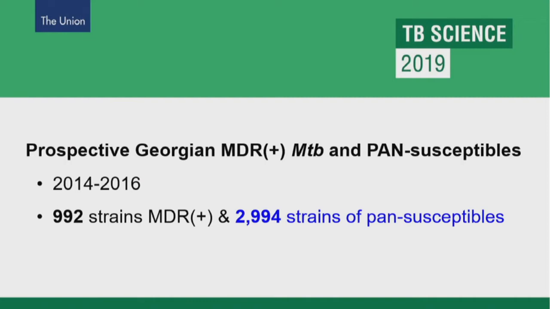We sequenced all pan-susceptible strains, so about 3,000. There's another about 1,000 strains we still have in the freezer, which we chose not to look at yet, because they have all kinds of different variants of monoresistance, polyresistance, etc., which would make things complicated. So we said, let's start just comparing MDR to fully susceptible strains.